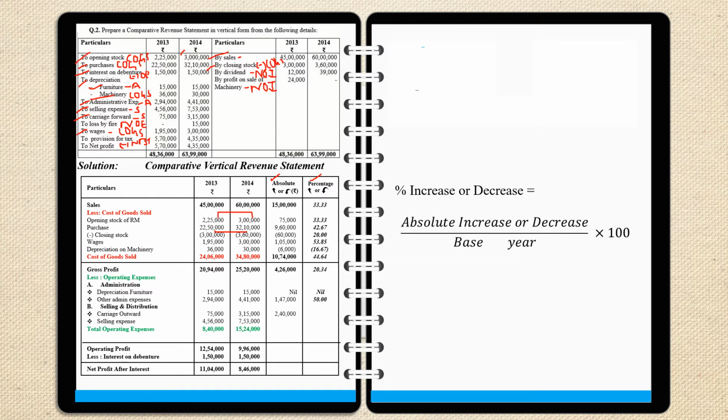Correct? Then depreciation of machinery 36,000 in 2013 and 30 in 2014. So there is a decrease, a reduction of 6,000. So 6,000 divided by 36,000, so 16.67.